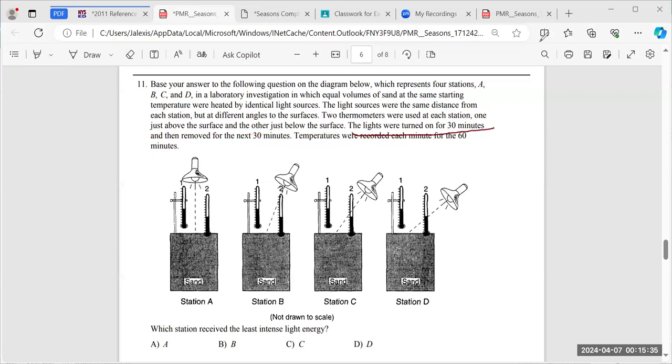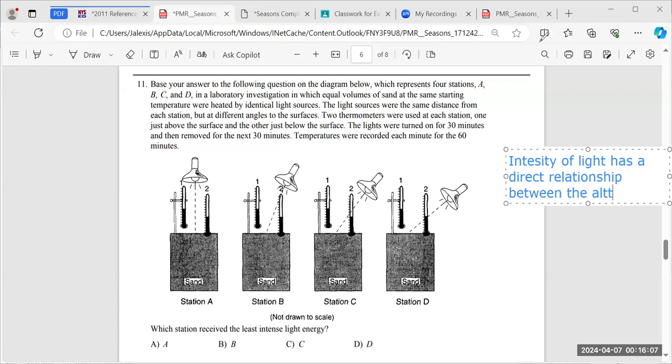The lights were turned on for 30 minutes and then removed for the next 30 minutes. Temperatures were recorded each minute for the 60 minutes. And the question says, which station received the least intense light energy? Remember that we said the intensity of light has a direct relationship between the altitude of the light source. What does that mean in general?